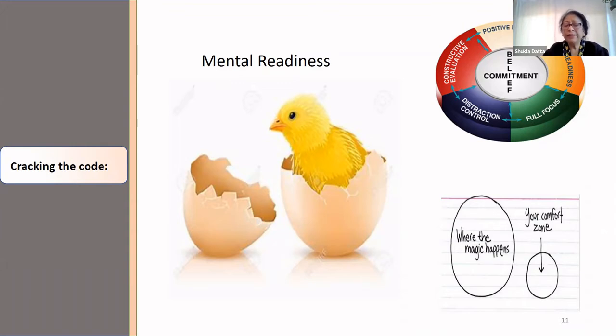What do you think made you get to this mental readiness? I'm sure you learned more, you worked harder, you planned, you prepared, and you took this opportunity. So seizing the opportunity is very important. And for that, we have to be mentally ready anytime and every time.